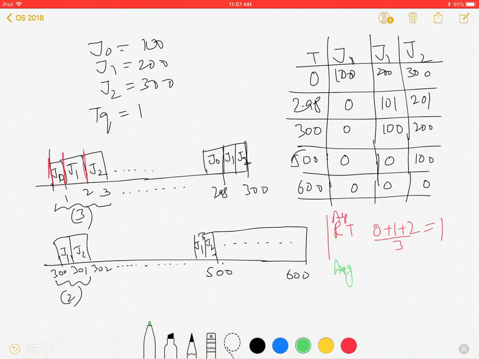And the average turnaround time. So J0 came in at 0, it completed at 298. J1 came in at 0, it completed at 499. And J2 came in at 0, and completed at 600. So that's the turnaround time in this case.